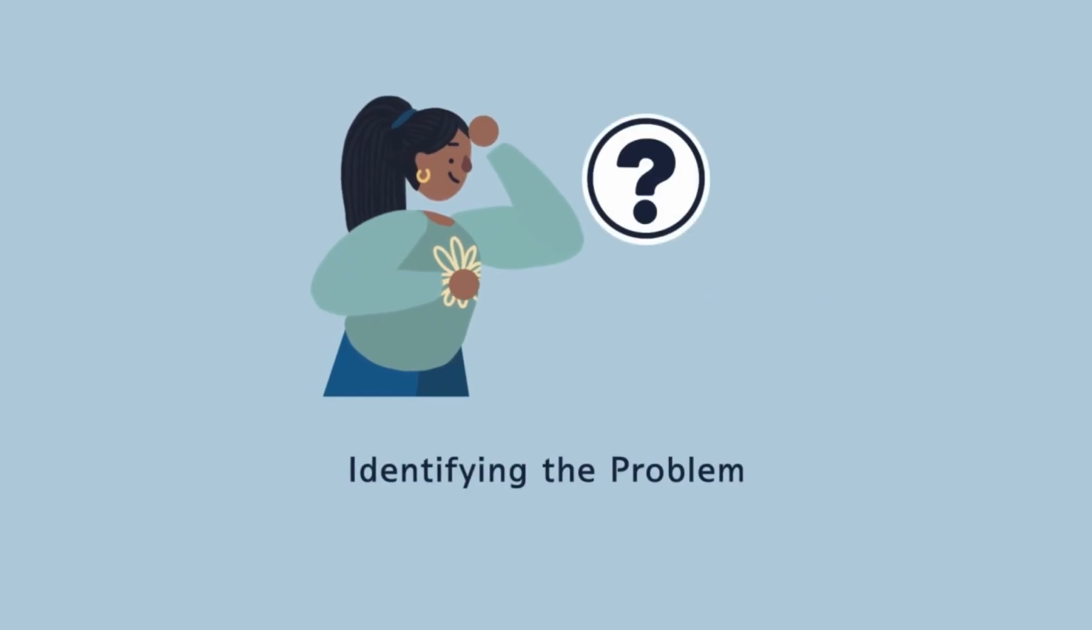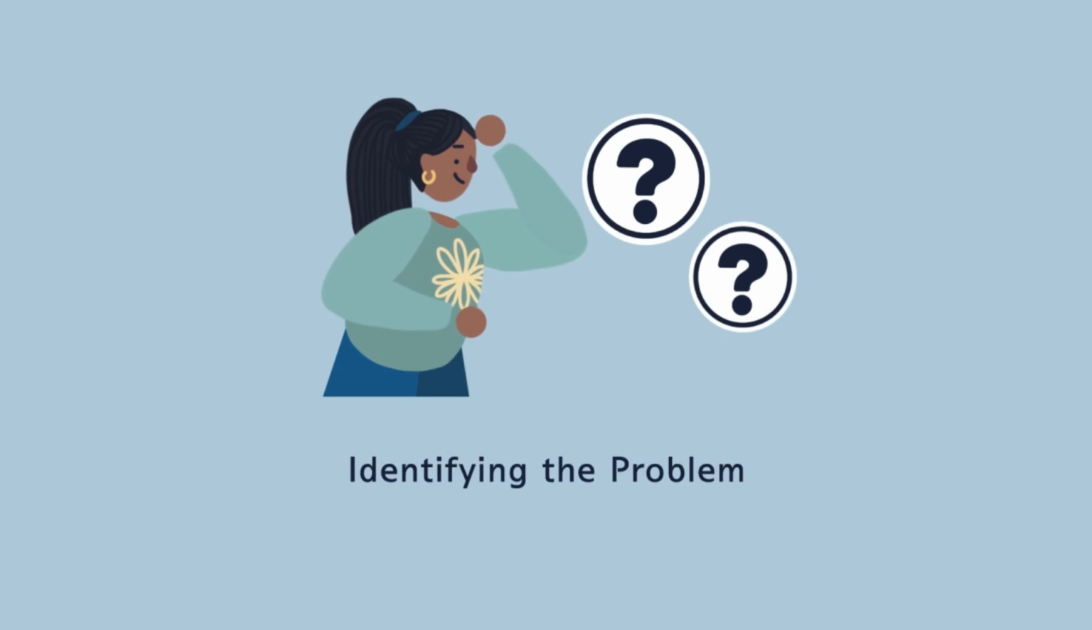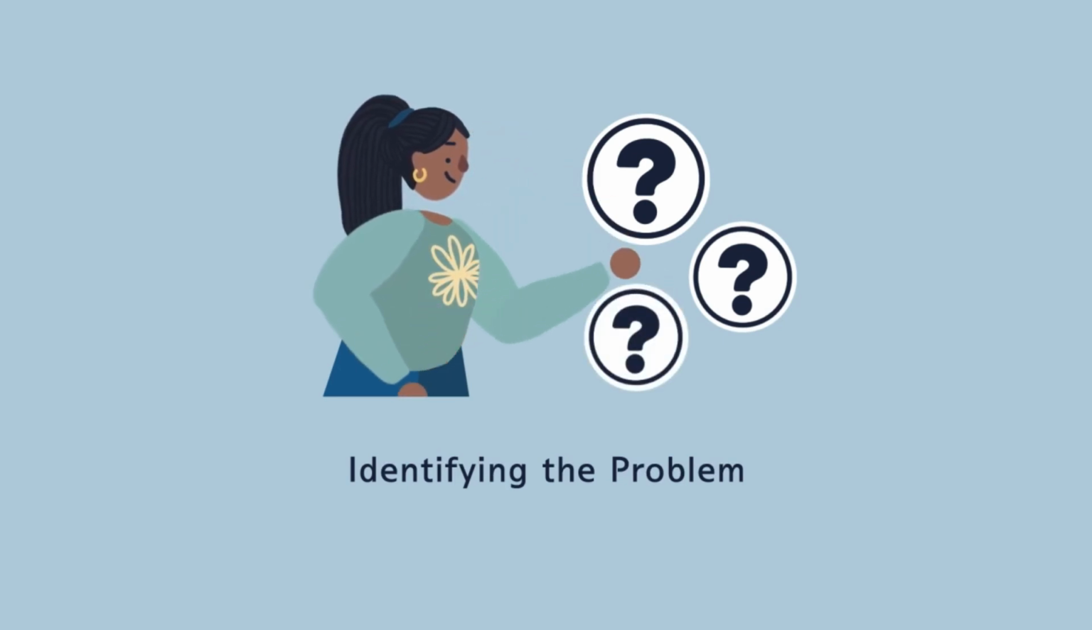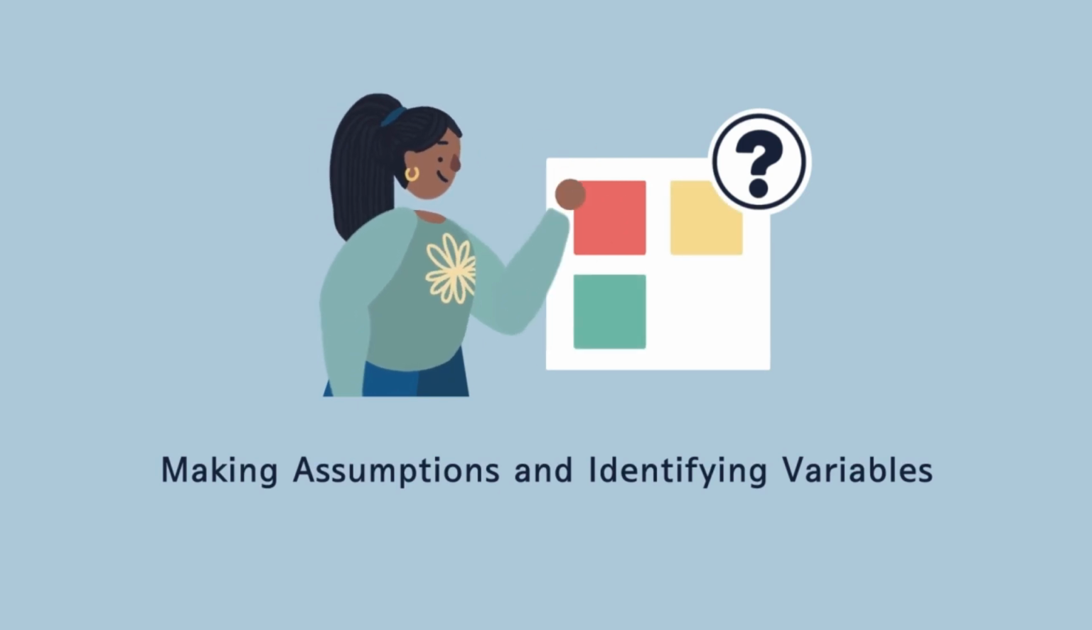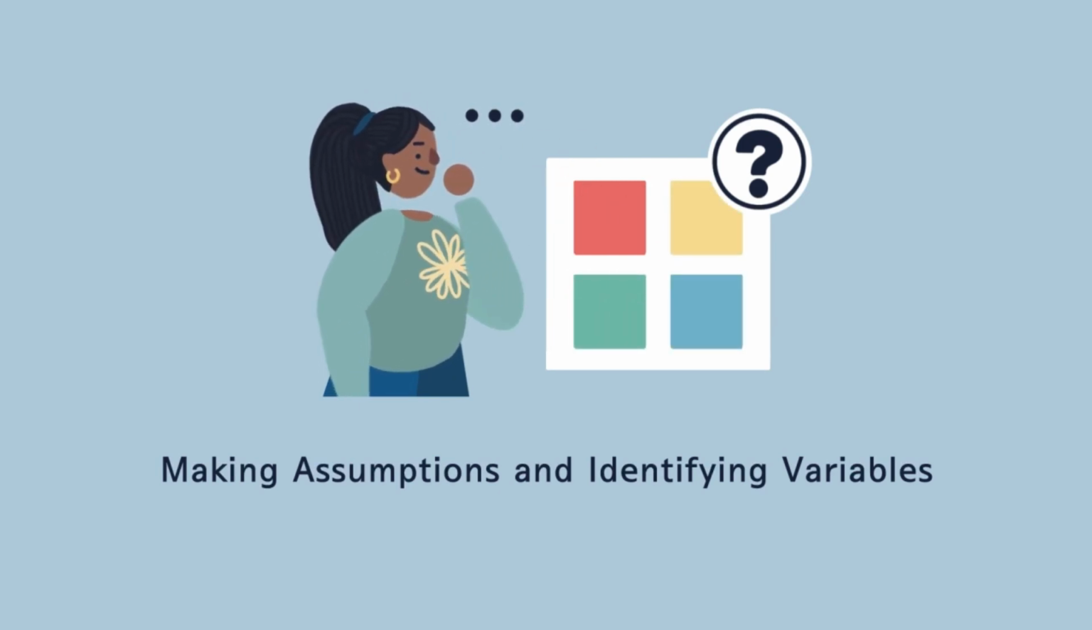Identifying the problem, knowing what you would like to find out, and being specific about it. Making assumptions and identifying variables. It is important to make choices about what to include in a representation of the real world. Making assumptions aids in revealing the variables that should be considered and what should be excluded.